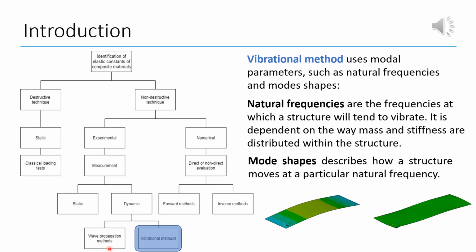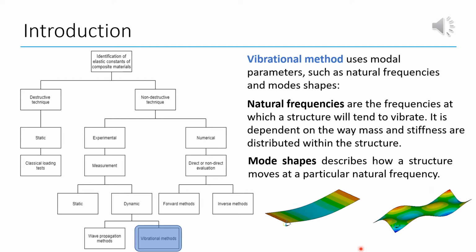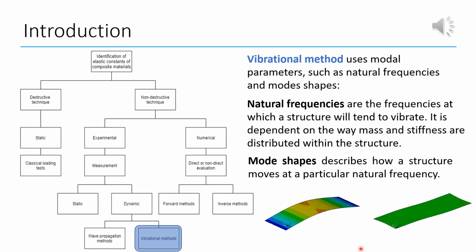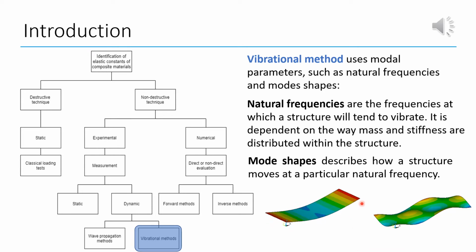The method proposed in this work uses the vibrational method to extract modal parameters, such as natural frequencies and mode shapes. Natural frequencies are frequencies at which a structure tends to vibrate. It depends on how the mass and stiffness are distributed in the structure, being different for each mode shape. These are two examples of mode shapes: the first mode at 103 Hz, presented on the left, and the 14th mode at 1419.62 Hz, presented on the right.